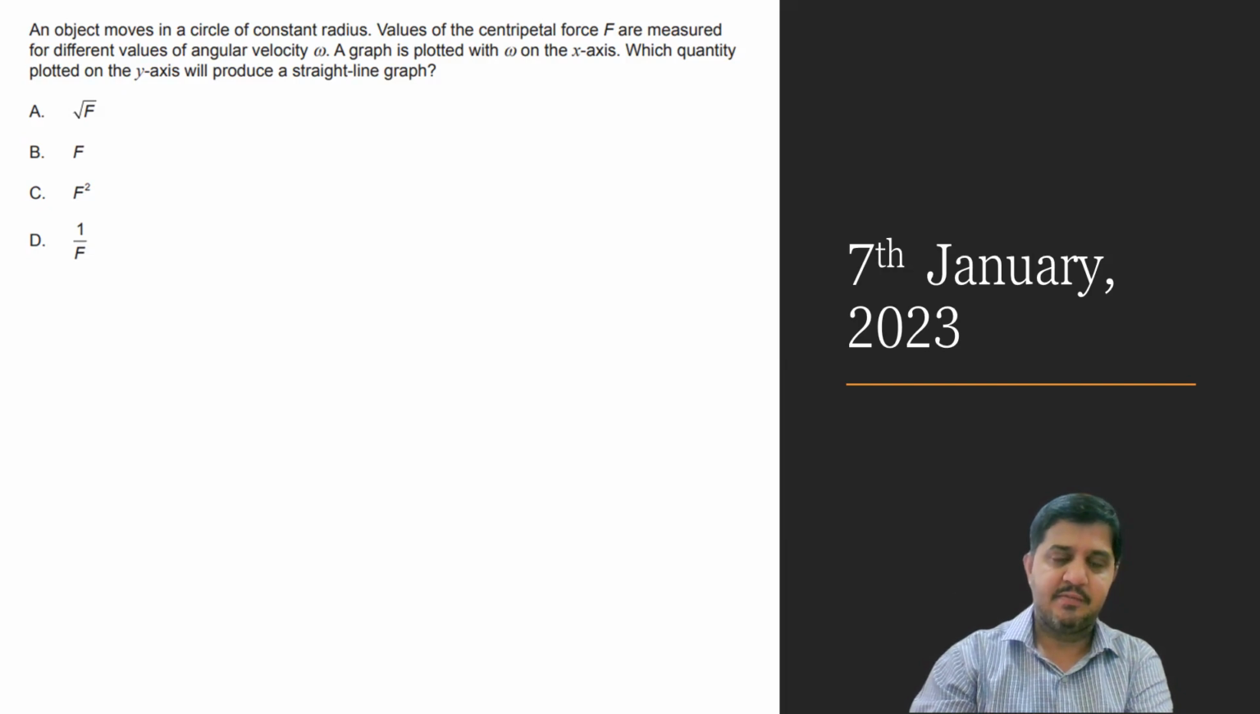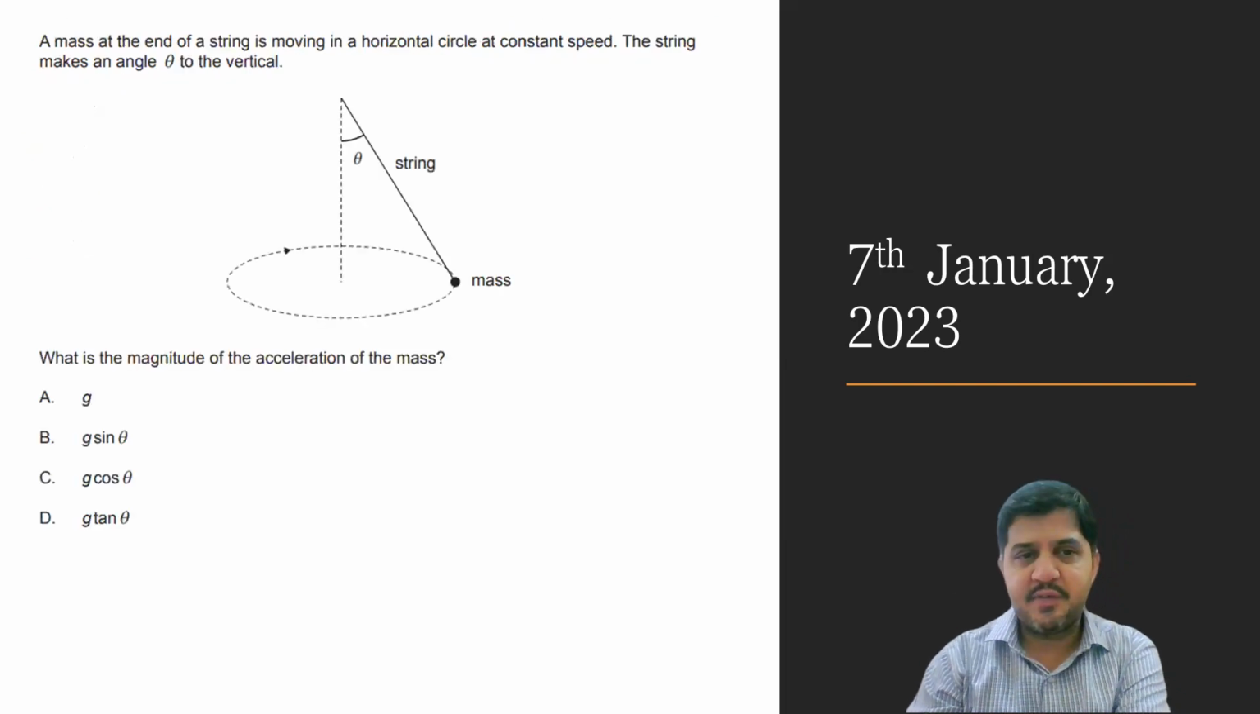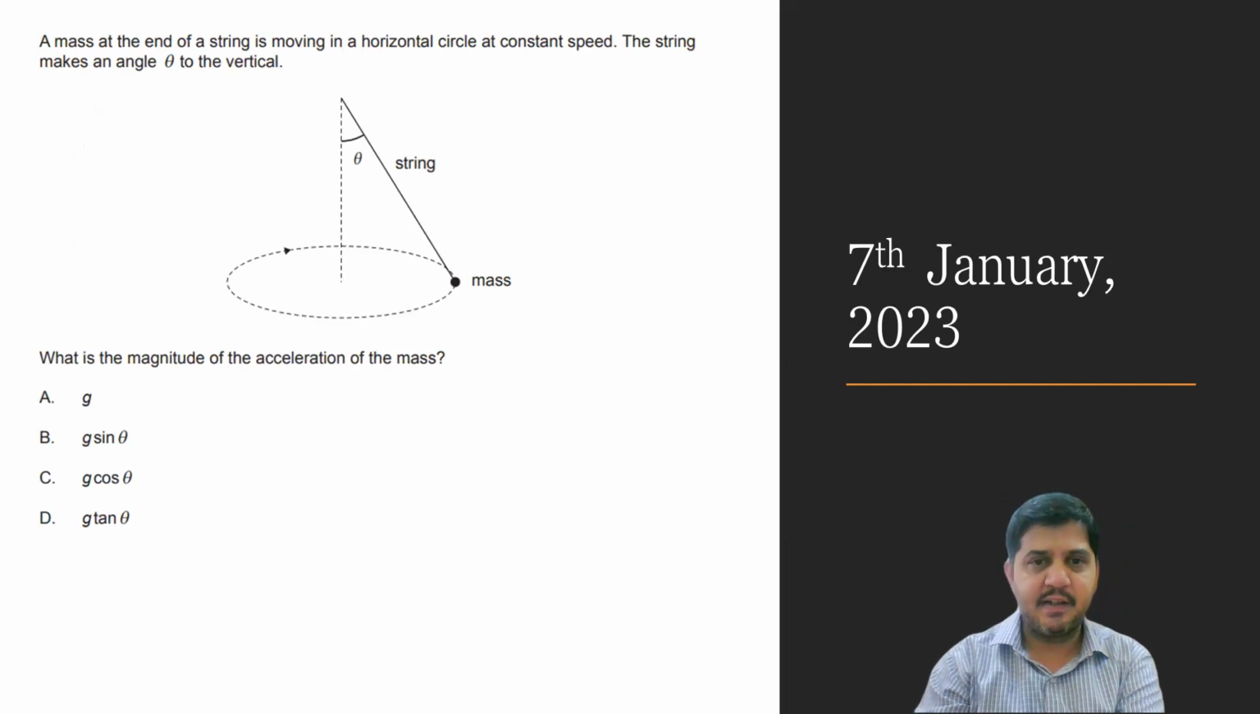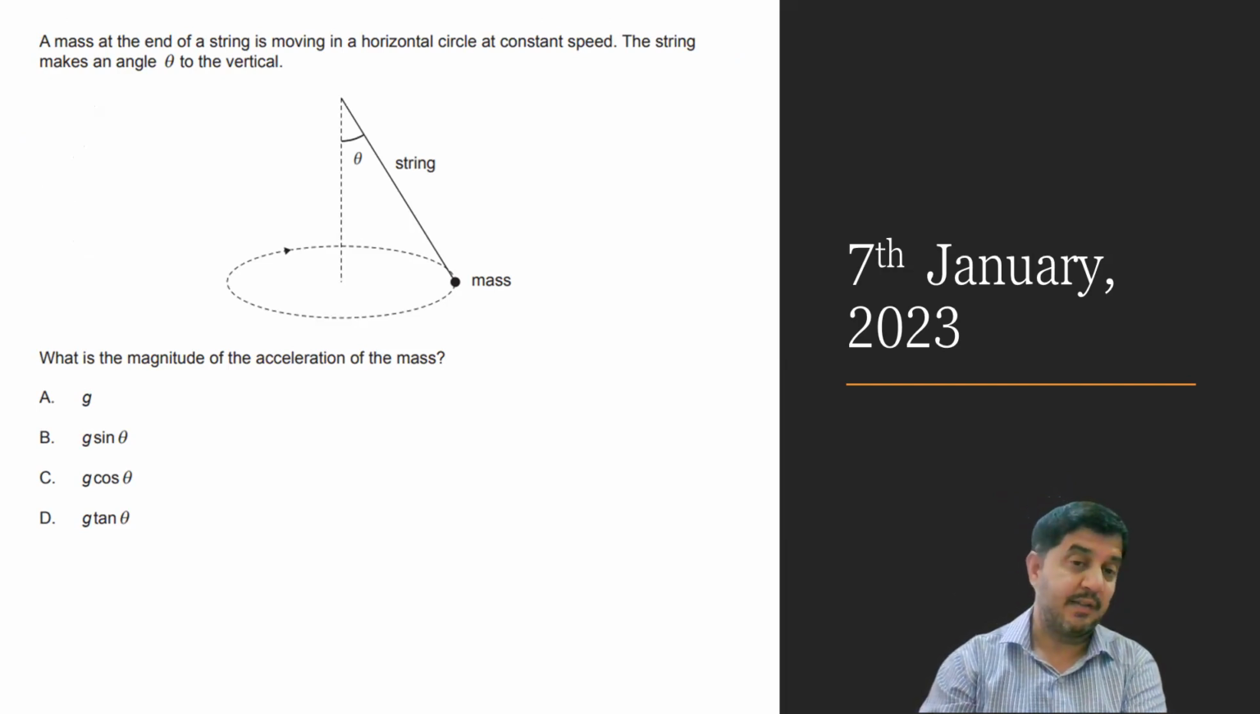Next. A mass at the end of a string is moving in a horizontal circle at constant speed. The string makes an angle theta to the vertical. What is the magnitude of the acceleration of the mass? Now it moves like this. So first draw a free body diagram and then understand how to find the acceleration. Very easy.